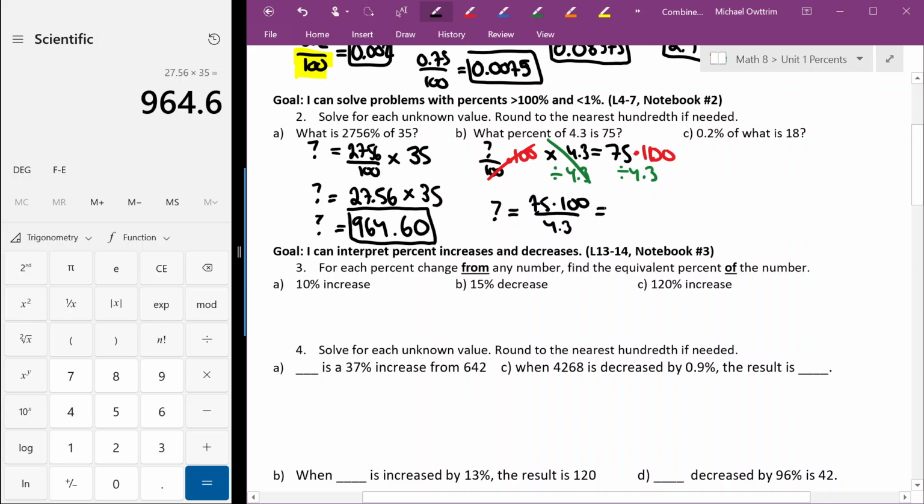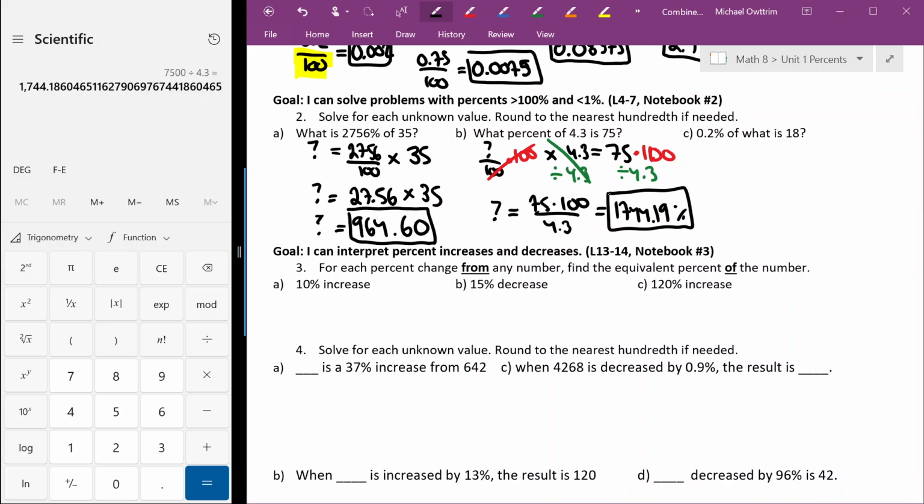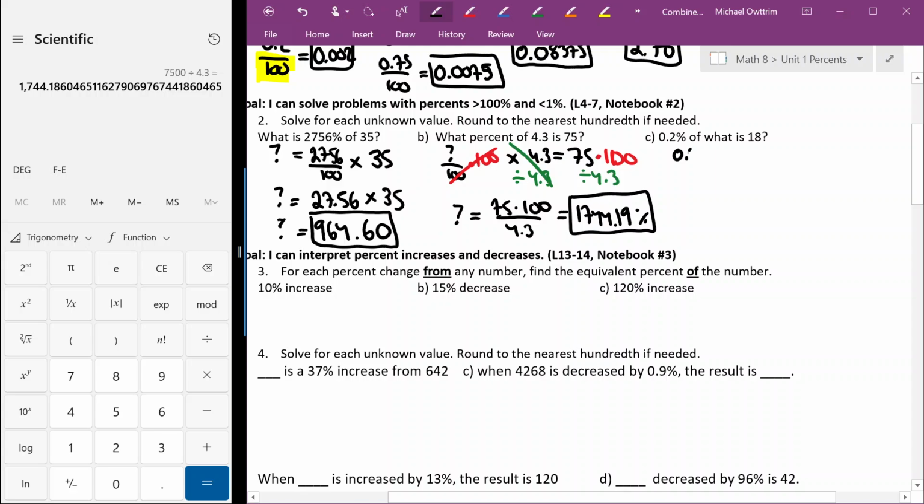And let's do that calculation there. So we'll do 75 times 100 gives me 7,500, of course. We'll divide that by our 4.3, and we'll get this number here, 1744.19, round to the nearest hundredth. And of course, we were asked what percent, so this value here is 1744.19%.